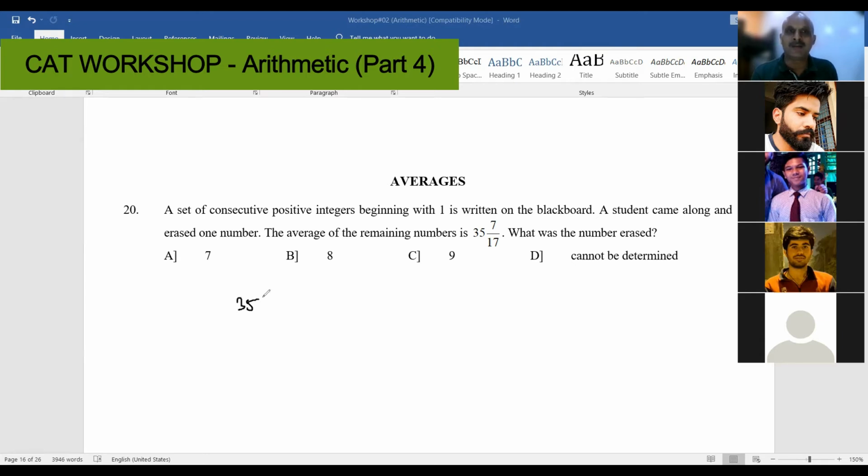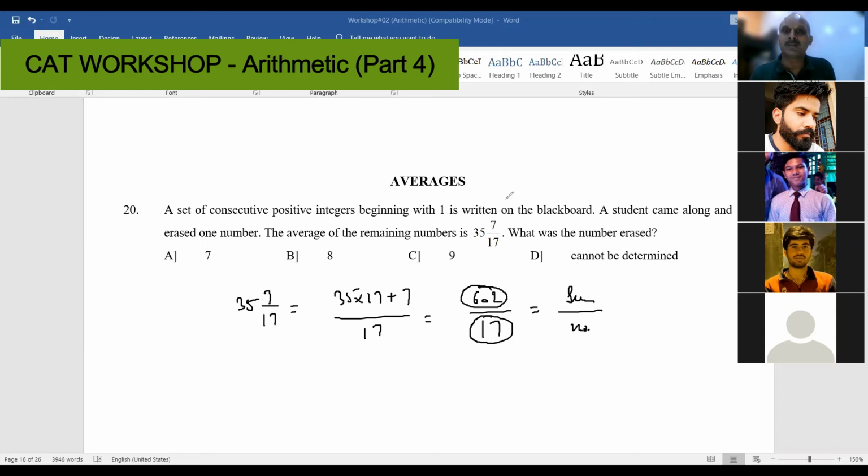Okay. Now 35 7 by 17. If you convert this from mixed fraction to the improper fraction form, what do you get? 35 into 17 plus 7 by 17. Please calculate for me. 602 by 17. Average means sum of numbers divided by number of numbers. But if the summation was 602, the number of terms will be 17. But we have just now seen number of terms cannot be 17. It has to be approximately 70.